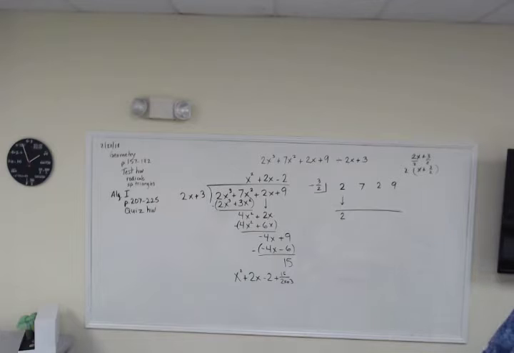I got -3 for the first one. Does that make sense? That's correct, because 2 times -3 halves, the 2's cancel. Where's your calculator? Keep it right there by you.